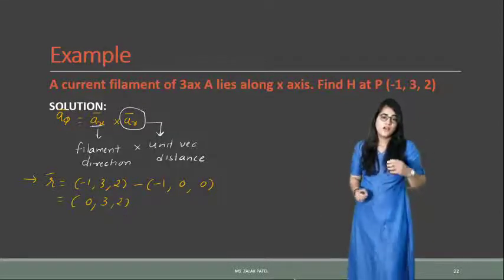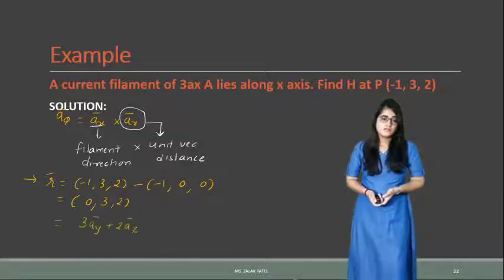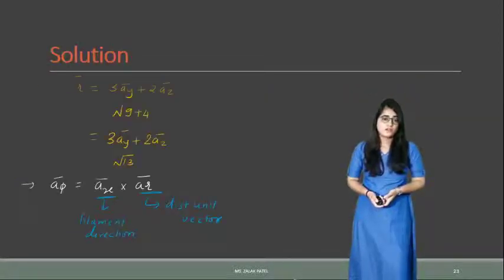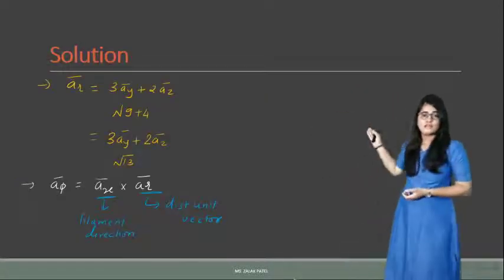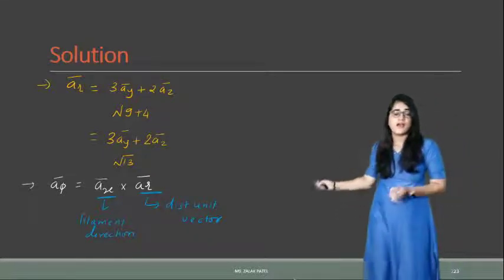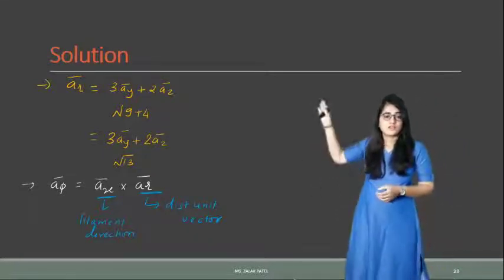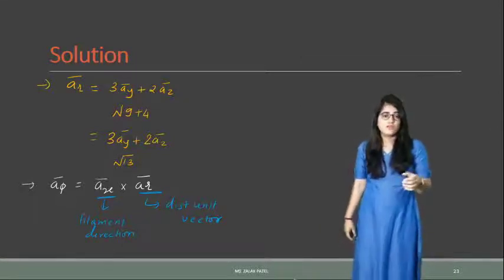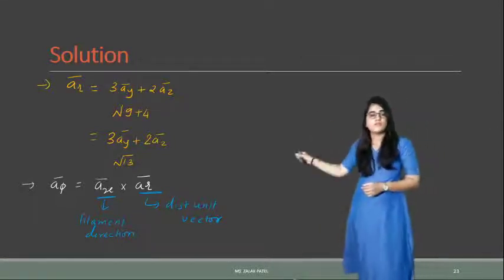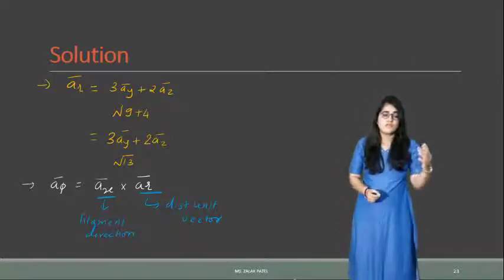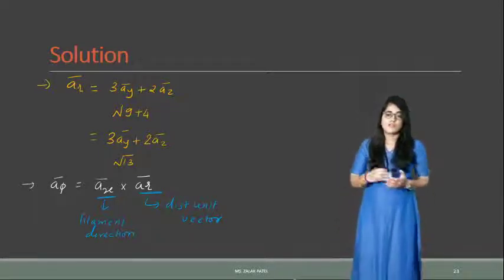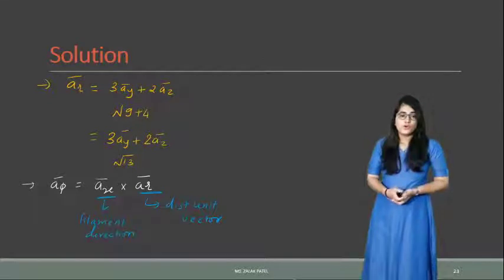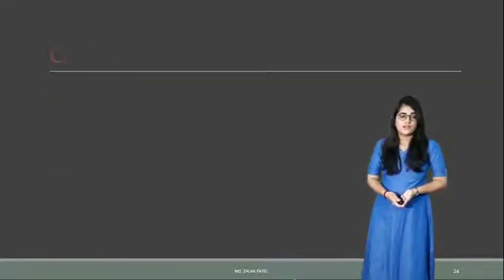Now we have the aφ direction. aφ can be calculated from this. So aφ can be aX cross aR. aR is nothing but the unit vector. So you can easily find the unit vector by doing the vector upon magnitude. If you calculate the magnitude, it will become √13, because 3 squared plus 2 squared, and the square root of that is given. So our aφ direction will become like this.